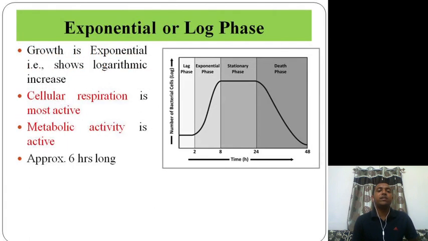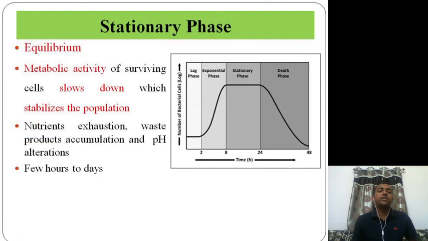The next phase is the exponential or log phase. Growth is exponential. As you can see in the diagram, there is a steep rise in the number of bacteria, showing a logarithmic increase. In this phase two things are important: cellular respiration is highly active, and metabolic activity is also active. The bacteria spend approximately 6 hours in this log phase.